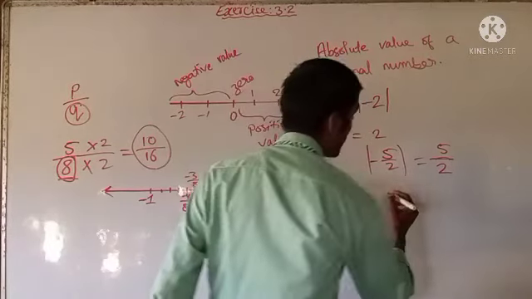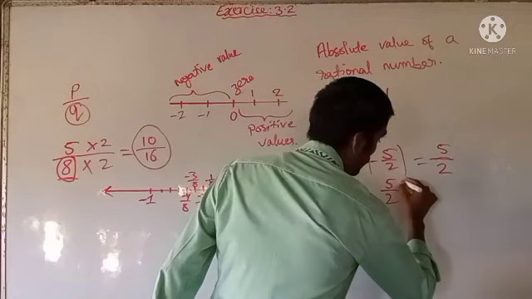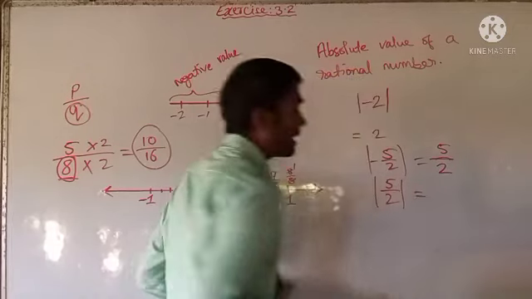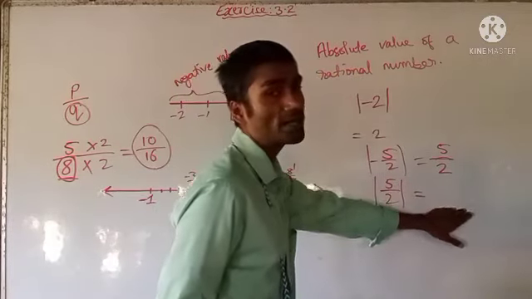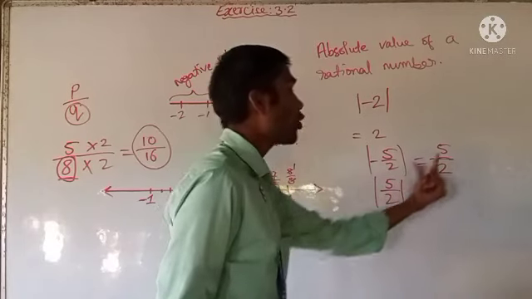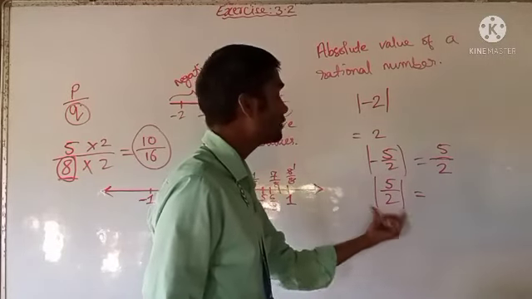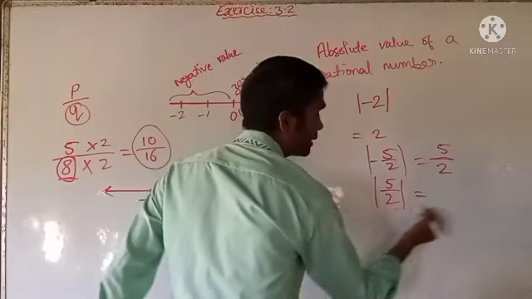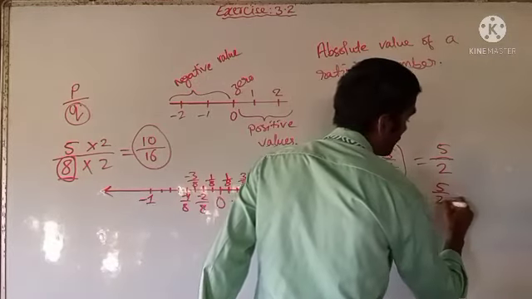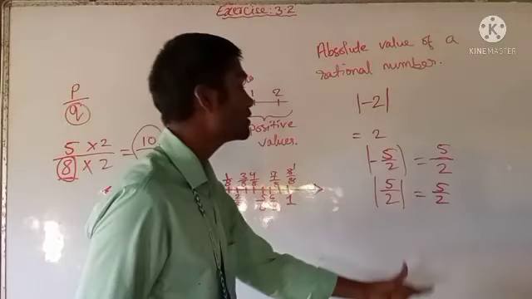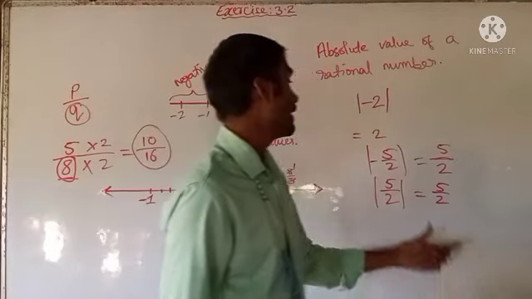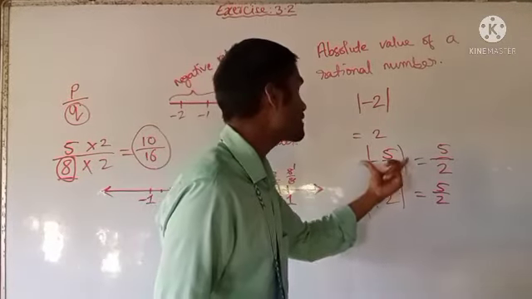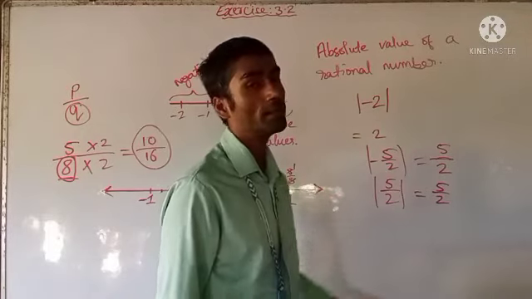Now if I say the same, 5 by 2, what will be the absolute value of 5 by 2? Don't say that it is -5 by 2, because it is always positive. The absolute value of any rational number is always positive. So 5 by 2 also gets the same result, 5 by 2. The absolute value of 5 by 2 is 5 by 2, and the absolute value of -5 by 2 is also 5 by 2.